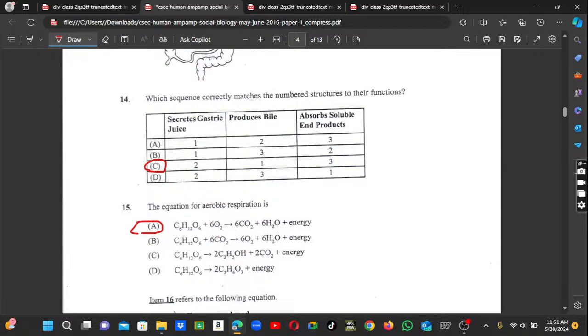Alright, so now we're talking about the equation of aerobic respiration. So the equation would be C6H12O6 plus 6O2 gives 6CO2 plus 6H2O plus energy. Alright, so the answer for number 15 would be A. So this would be the equation for aerobic respiration. Alright, good. It's very simple and precise.